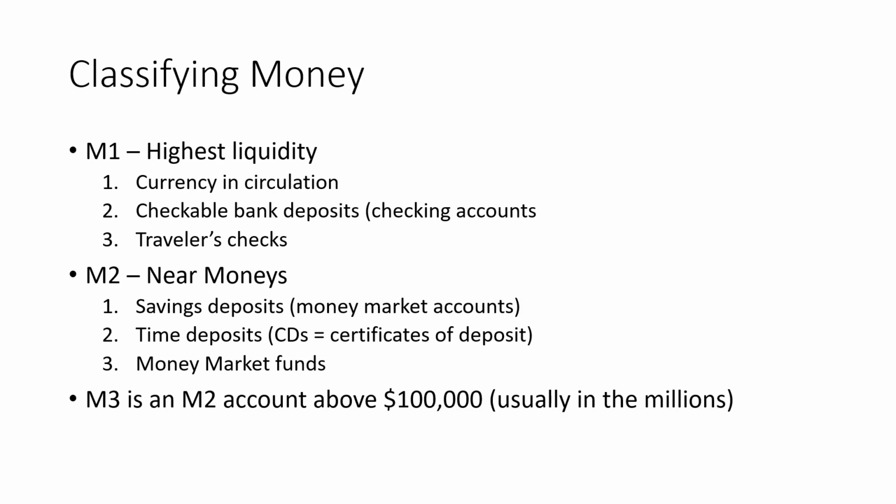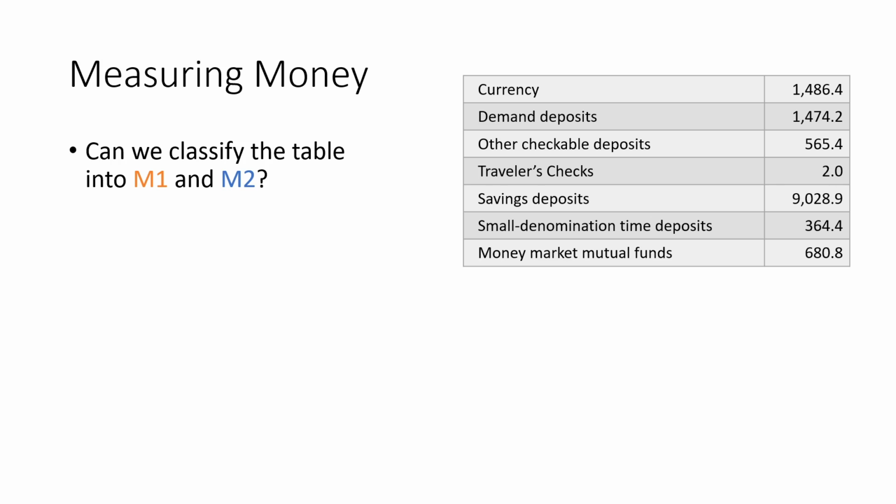M3 is a special case of M2, and it's an M2 account that is above $100,000. It's usually in the millions. And the reason this is M3 and it's classified separately is it's really hard to take that much money out of a financial asset without affecting the price of that financial asset. So if you wanted to sell $1 million worth of Kroger stock, it's probably going to cause Kroger stock to plummet, right? So M3 is just a very, very large amount of M2.